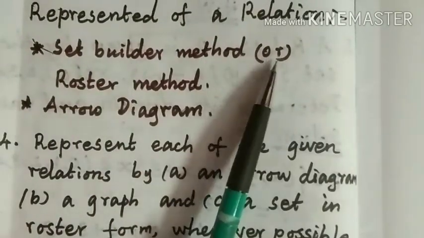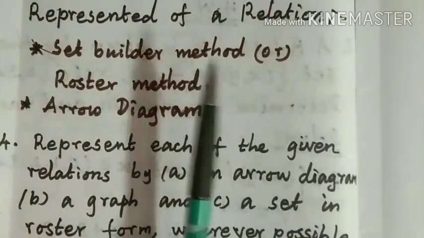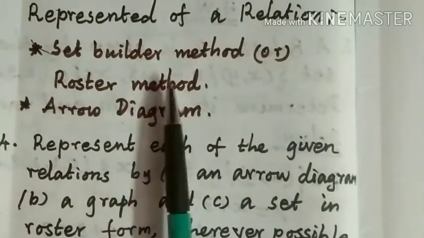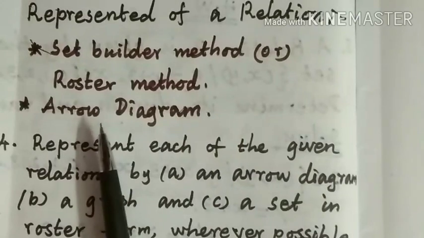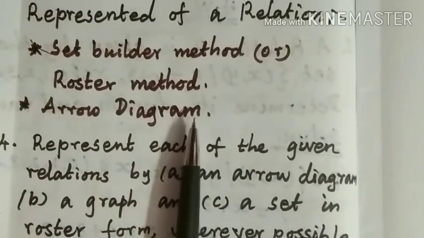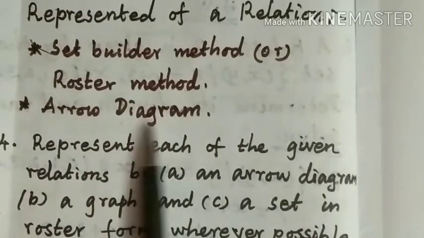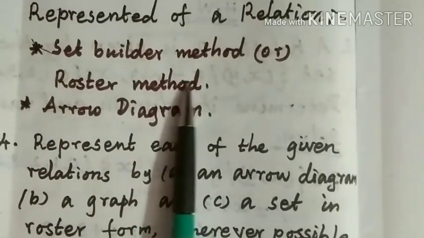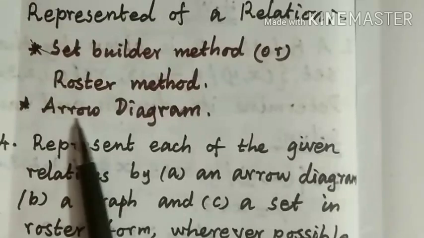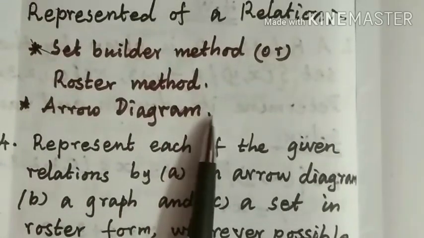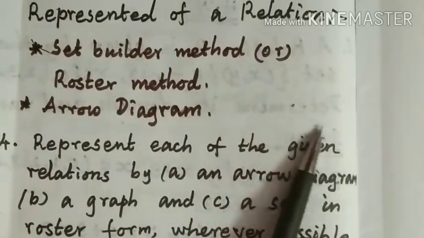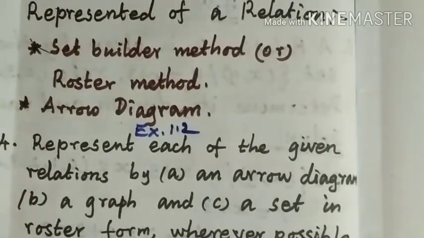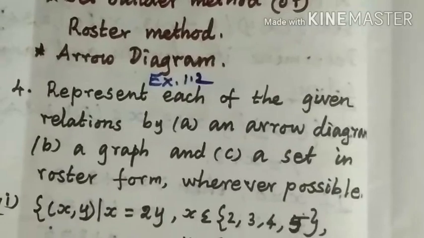Set-builder method is nothing but mathematical notation. Roster method is nothing but listing all of the elements in the relation, separated by commas within curly brackets. The next method, the arrow diagram, is a visual representation. Next we move on to the fourth sum of exercise 1.2.